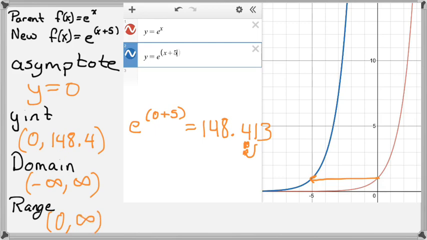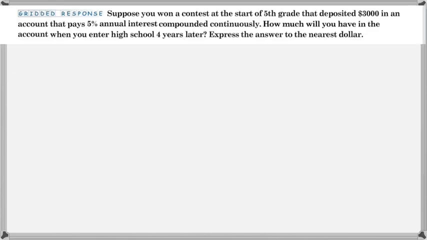So that's for the transformations. We're going to do one more where it's compounded continuously. So let's suppose you won a contest at the start of 5th grade. You deposited $3,000 in your account, and you get 5% annual interest that's compounded continuously. How much will you have when you enter high school 4 years later? Round to the nearest dollar.